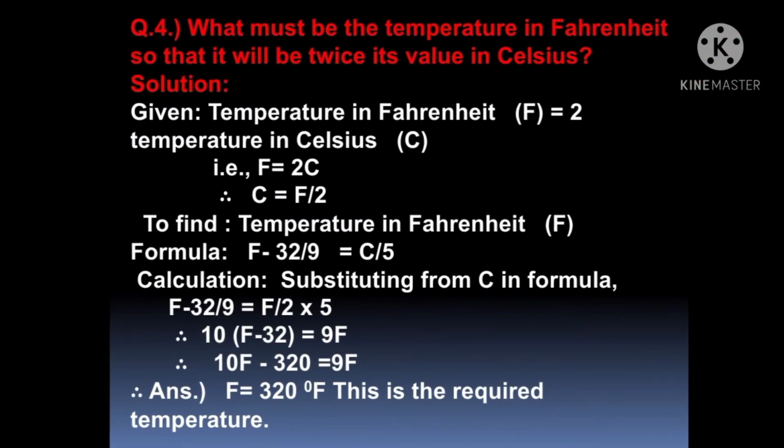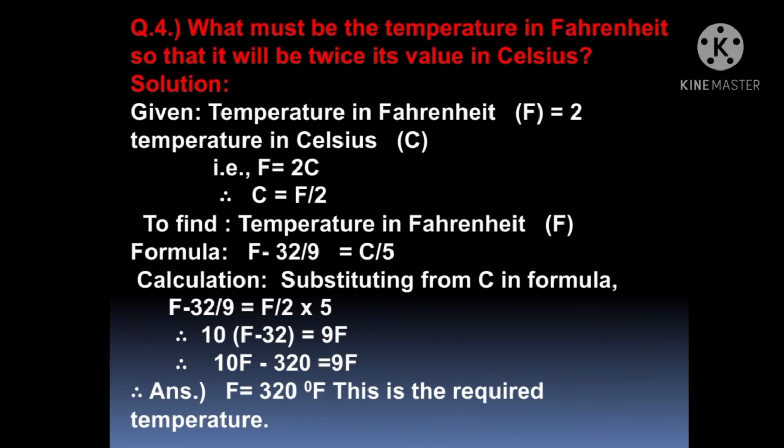Moving to the next question, question number 4. It's a numerical. What must be the temperature in Fahrenheit so that it will be twice its value in Celsius? So, solution. What are the given things? Temperature in Fahrenheit, where F is equal to twice the temperature in Celsius, which is denoted by capital C. That is, from the sentence, we come to know that F is equal to 2C. So therefore, C equals F divided by 2. Now what to find? To find temperature in Fahrenheit.